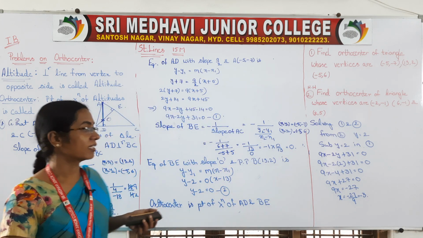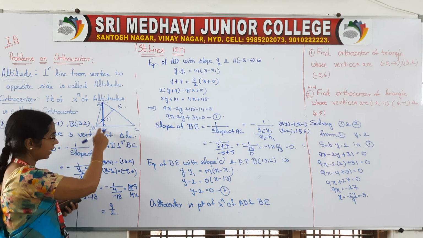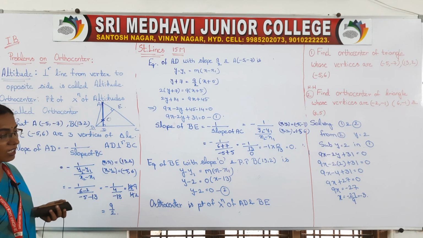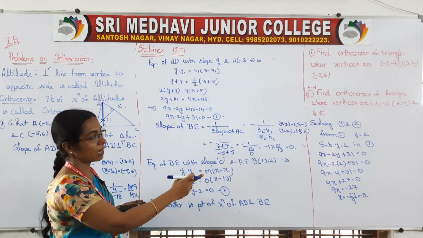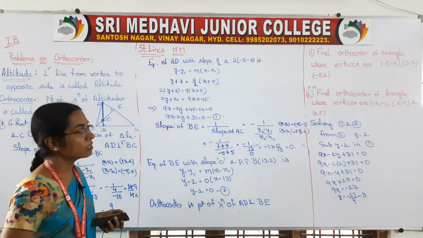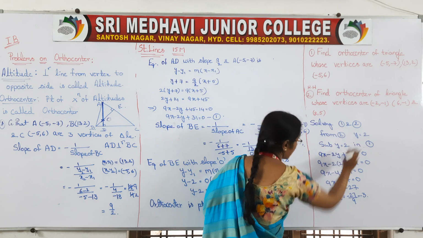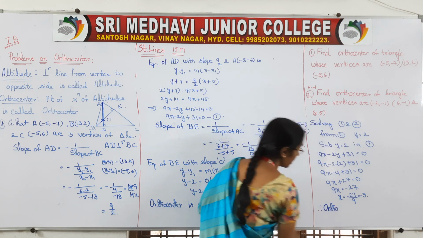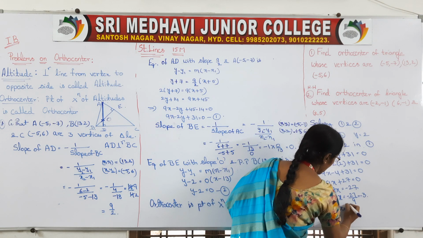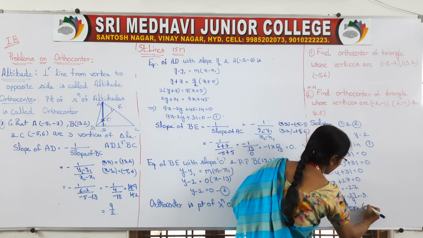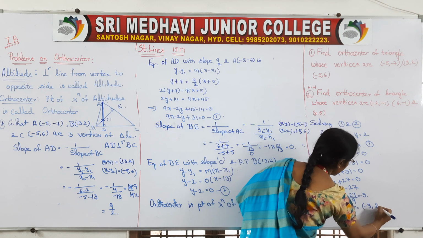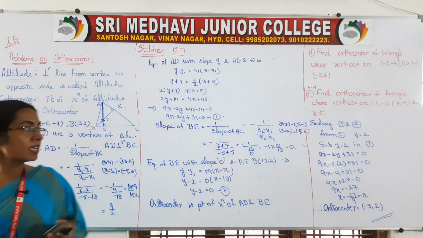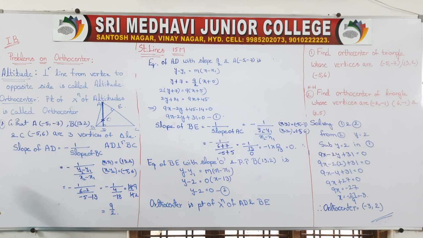So we solved the altitudes. We solved AD and BE. Their point of intersection is the orthocenter. So the x value is minus 3 and the y value we got as 2, right? Therefore at the end, we are finding the orthocenter, so orthocenter is equal to first the x coordinate, then the y coordinate. We have to write that. That is the answer for 7 marks. So be careful.